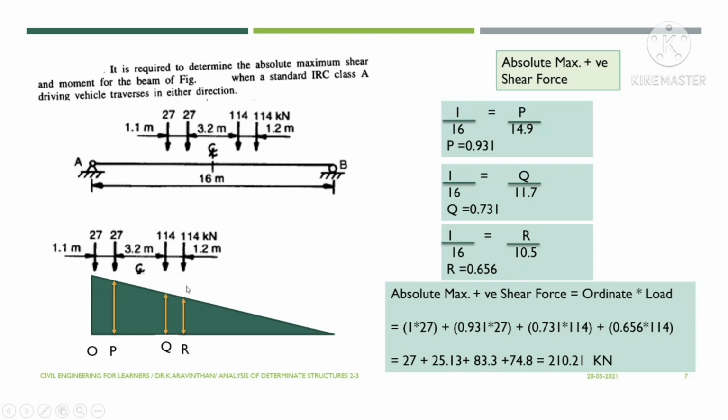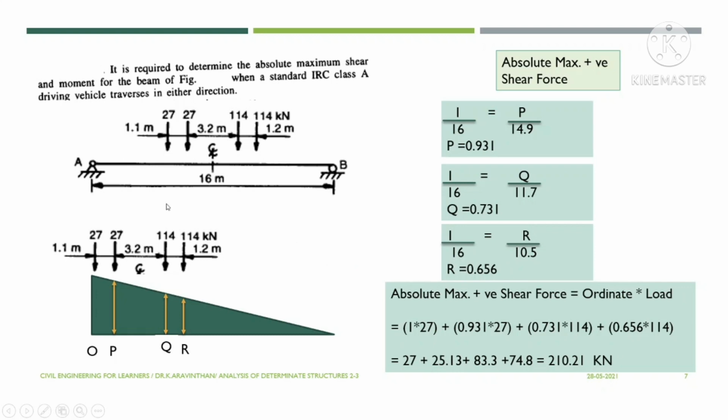And for R, 114 into 0.656. So these are the values. If I multiply and add this, I will be getting 210.21 kilonewton. This is positive and this is the absolute maximum positive shear force.